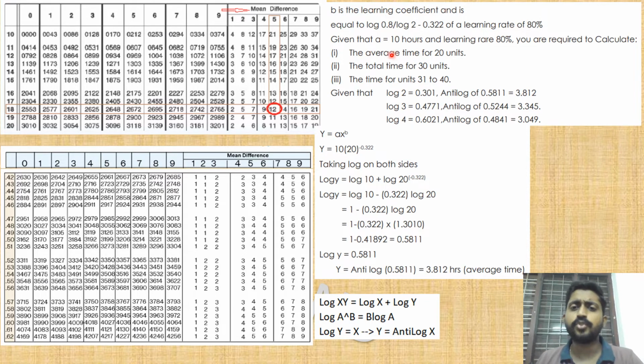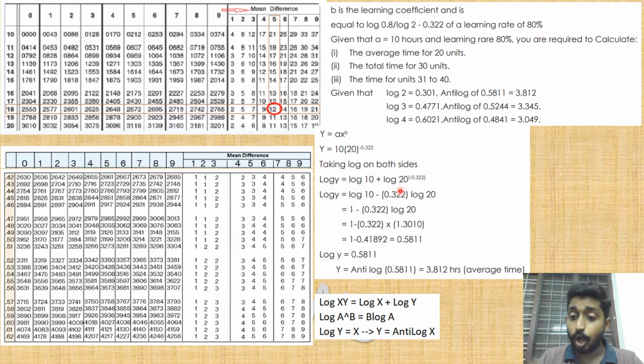So here, what is the average time for 20 units? We know the equation y is equal to a x power b. A is the time taken for the first unit, which is just 10 hours, given in the question. For how many units? We are going to work for 20 units. And what is that? x power minus 0.322. Why is there a minus? Because the learning curve is going down, which means that's why the power is negative. So minus 0.322, it is given in the question.